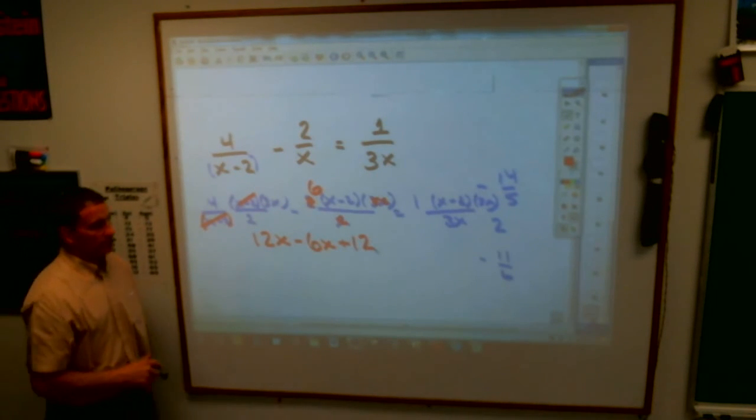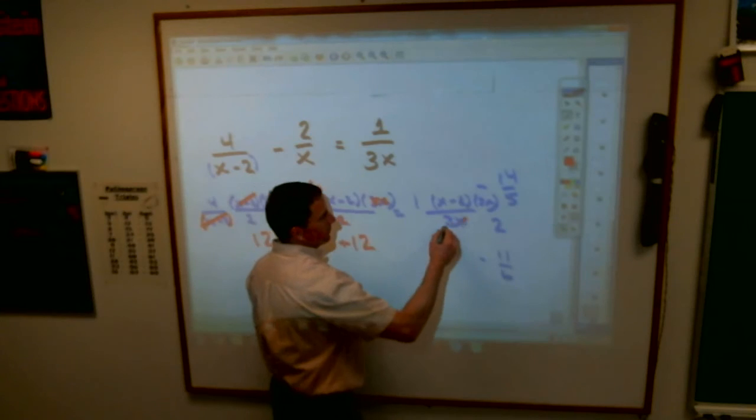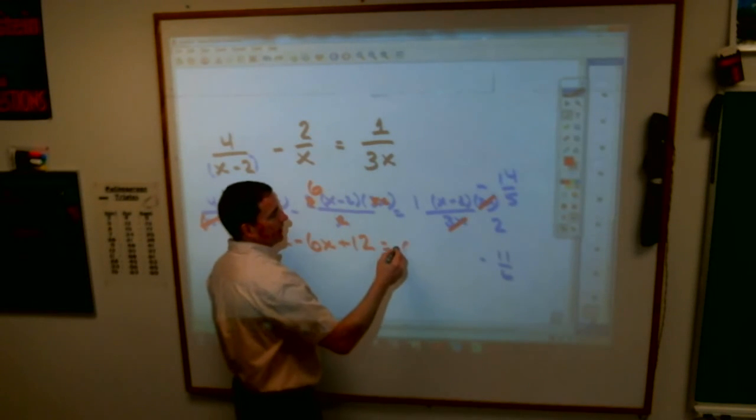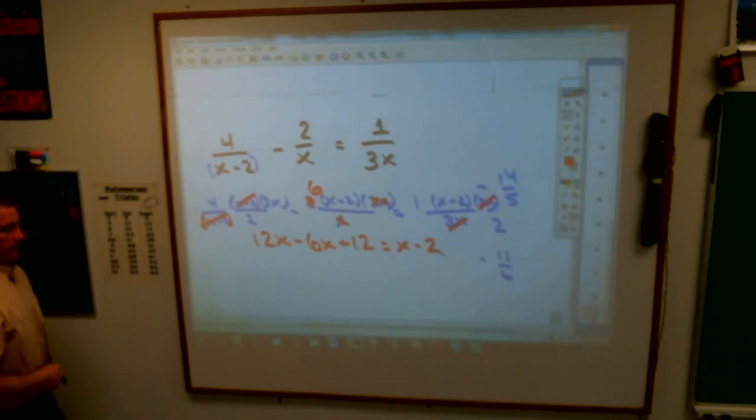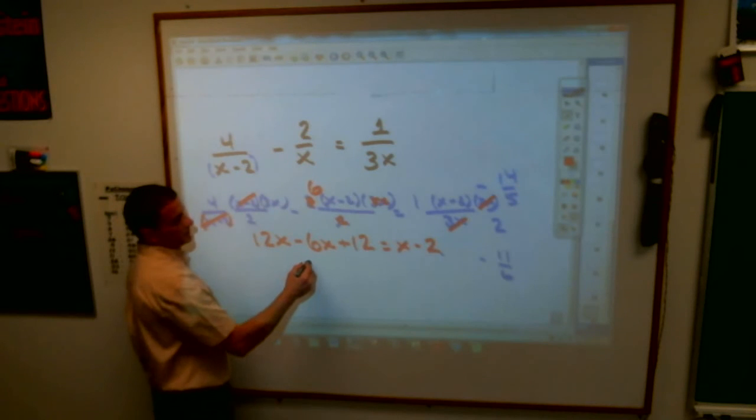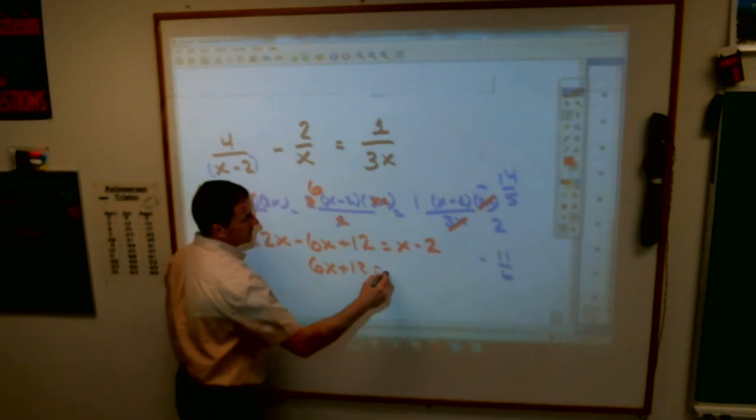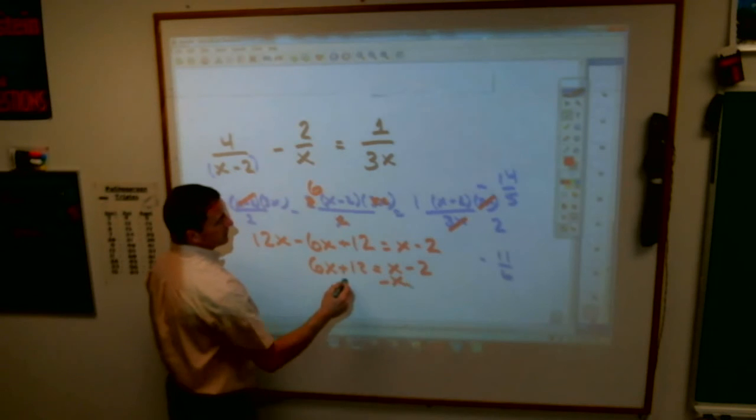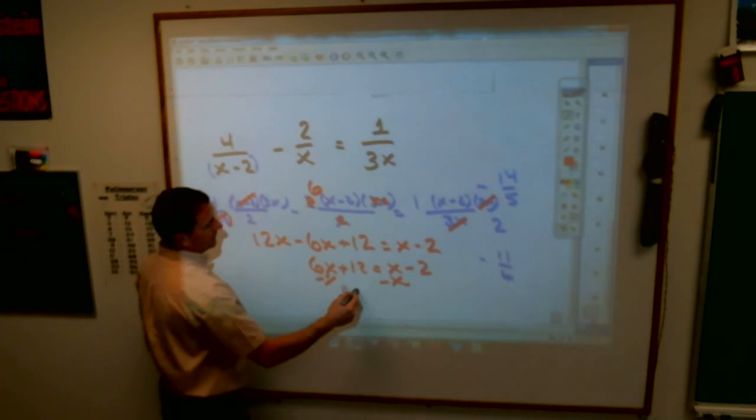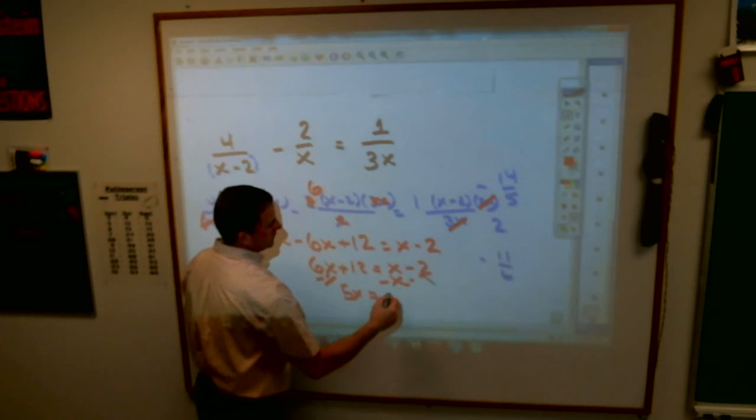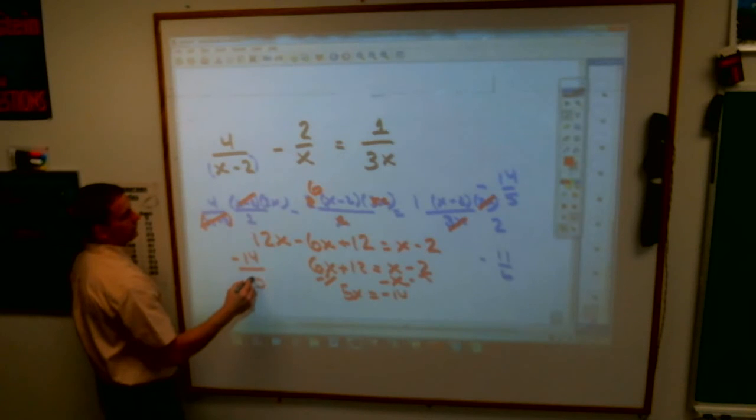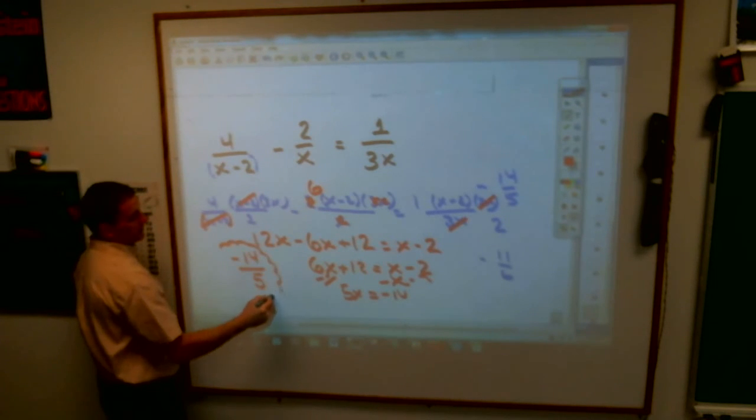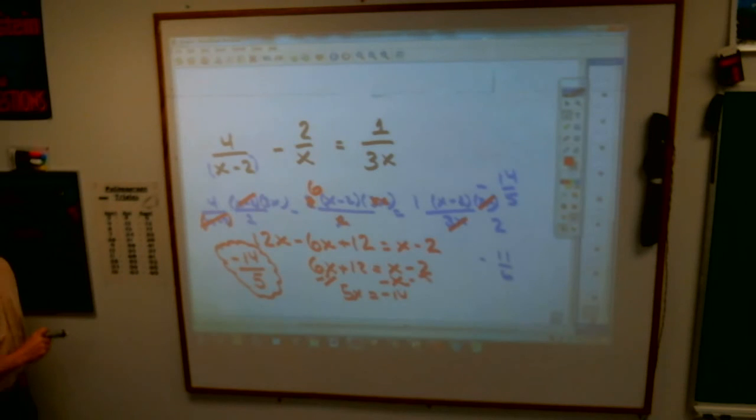And that'll do it. This one over here, 3x crosses off with the 3x, you're left with x minus 2. And the rest they say is history. 12x minus 6x is 6x, plus 12 equals x minus 2, subtract x, you get 5x equals, subtract 12, negative 14, Marco, negative 14 over 5. Give Claire a big hand, kids.